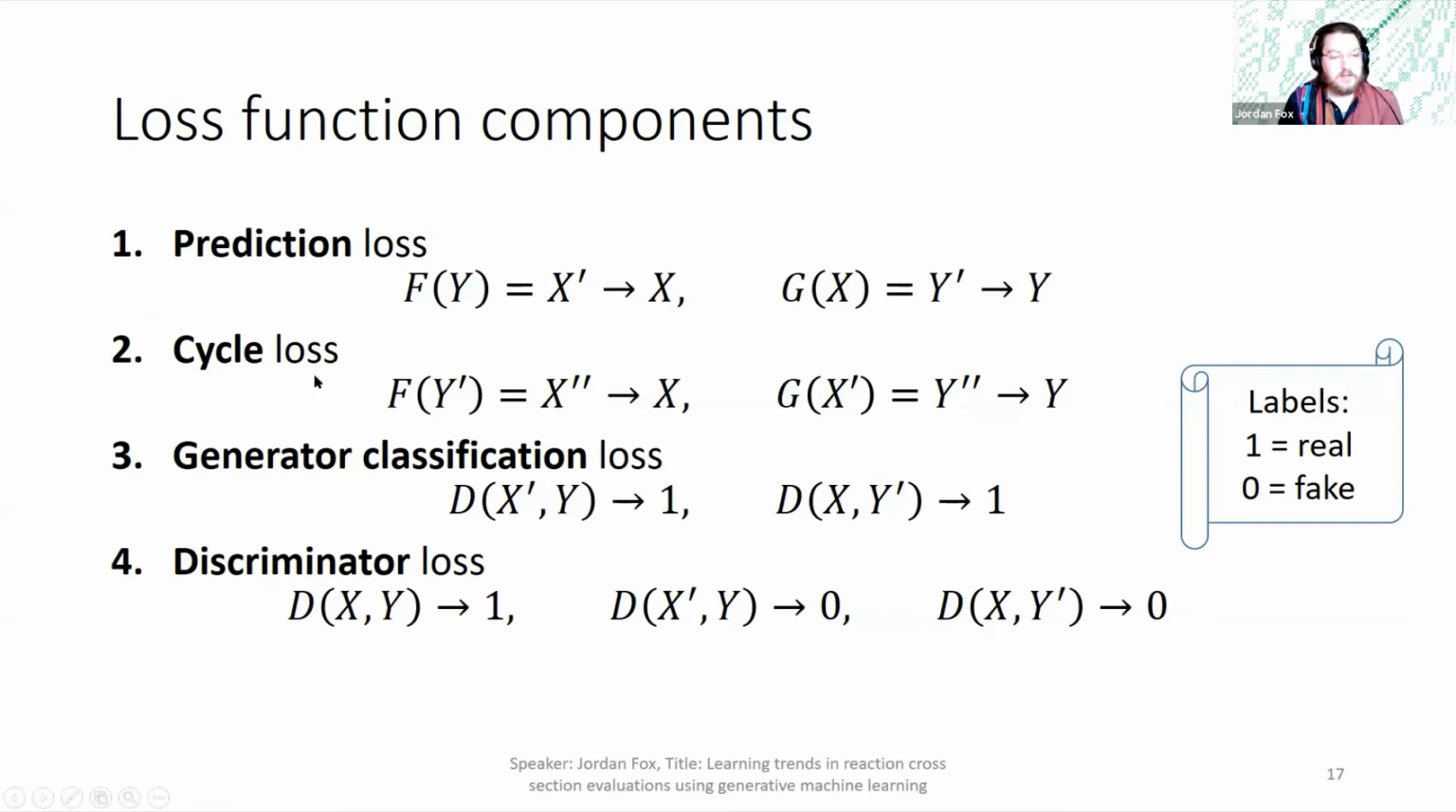Number 2 is cycle loss, and this is what ensures the co-inverse property of the functions F and G. Basically, we just take the predictions that we made during prediction loss and run them back through the other way. So F takes in the prediction for Y, produces X double prime, and that should be close to X. Likewise, for G, G takes in X prime and makes a prediction for Y.